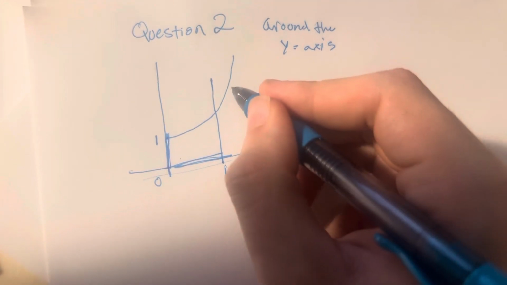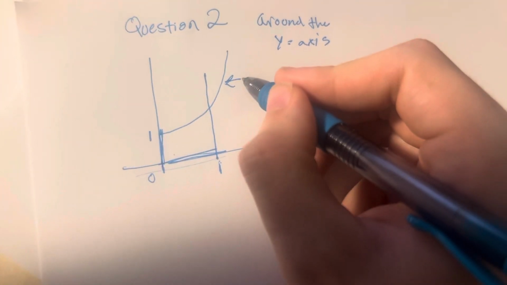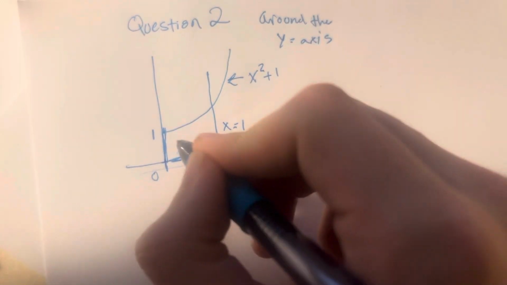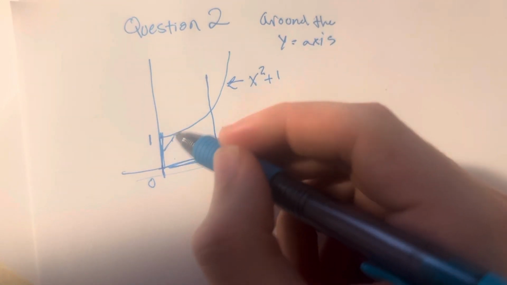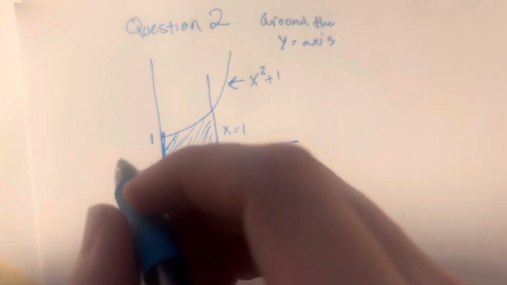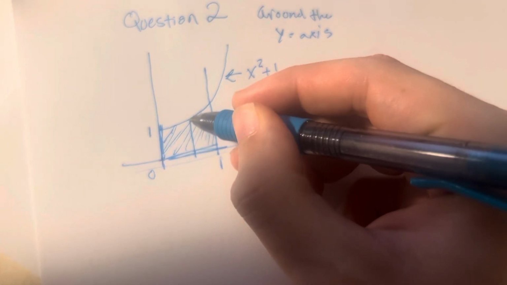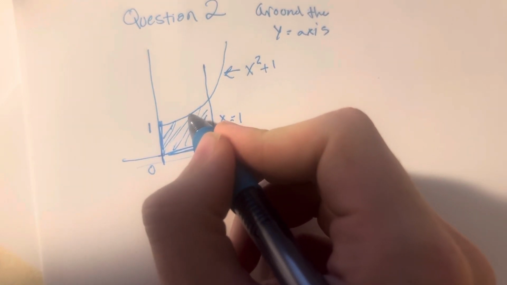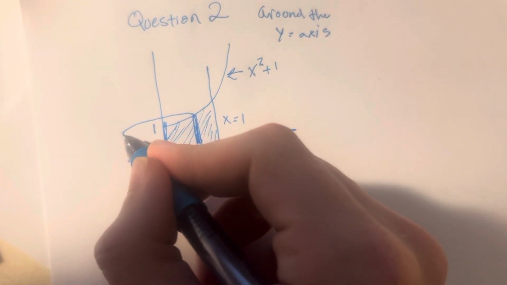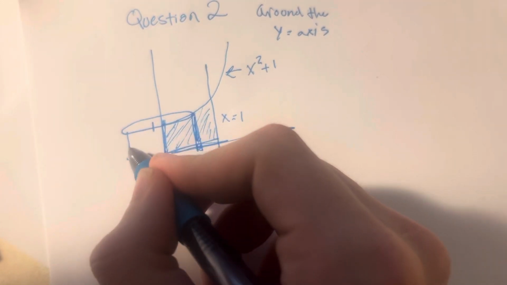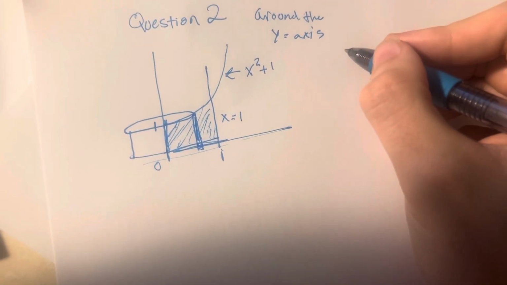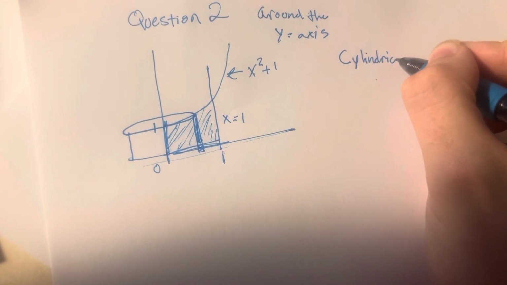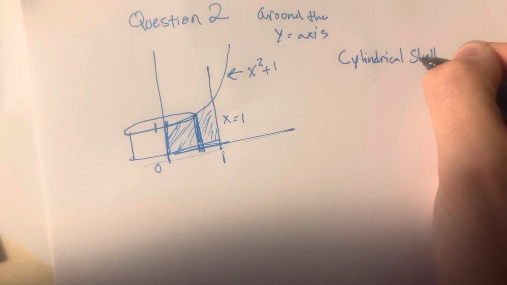So to begin, we'll also note which lines are which. This is our x squared plus 1, and this will be our x equals 1. So we'll start by shading the region that we will be revolving, and we will take an approximation rectangle. This approximation rectangle will be rotated around the y-axis, so our entire thing would be something kind of like this. In order to solve this problem, it'd be easier to use cylindrical shells.